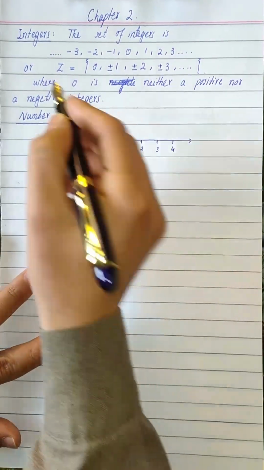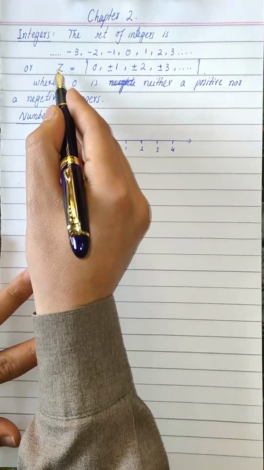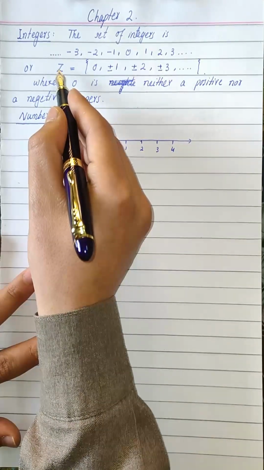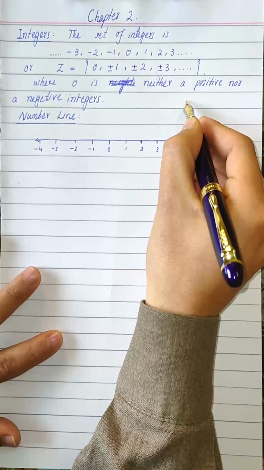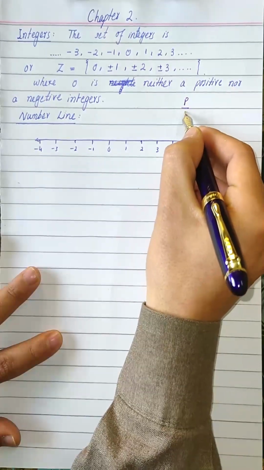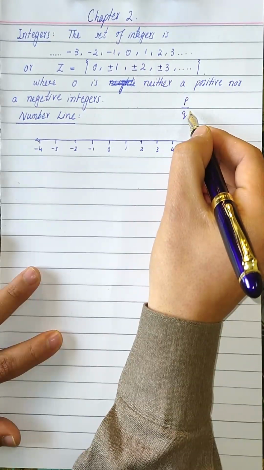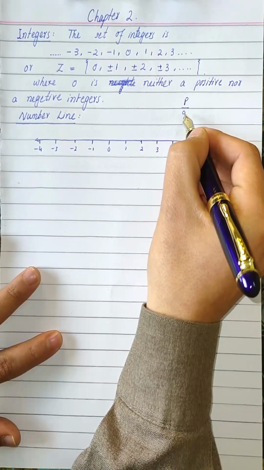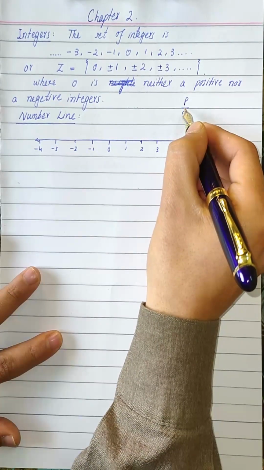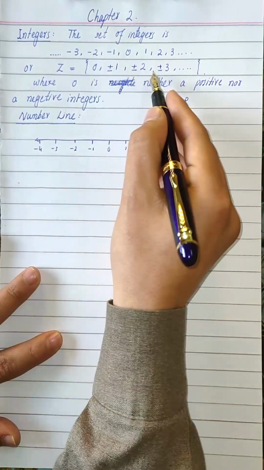And then in the set of integers we don't have any rational numbers. Rational numbers are those numbers which can be written in the form of p by q. Any number that can be written in the form of p by q is known as a rational number, but rational numbers are not a part of integers.